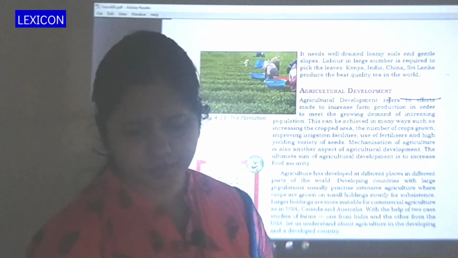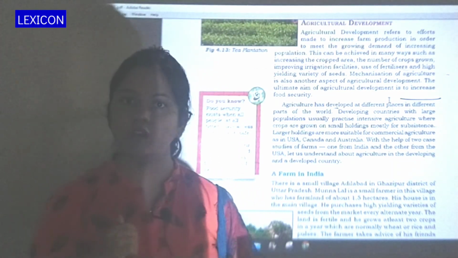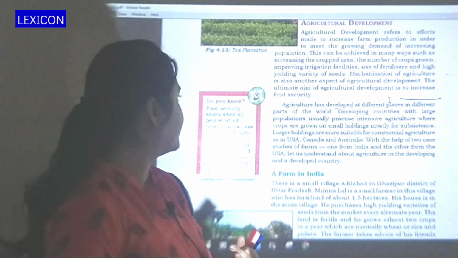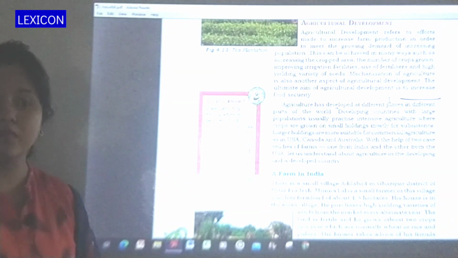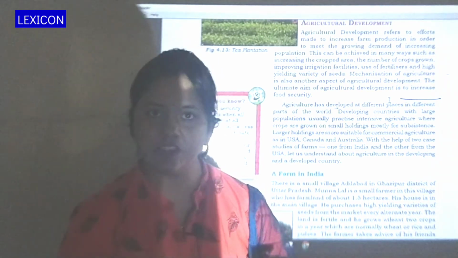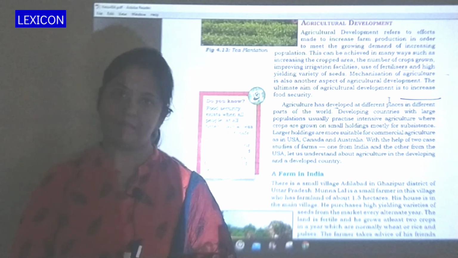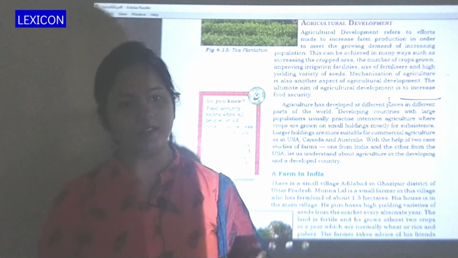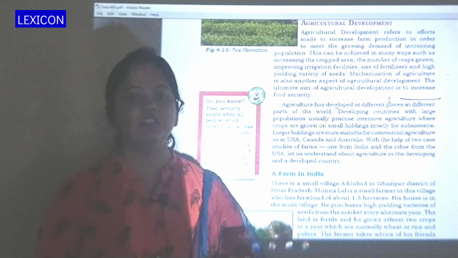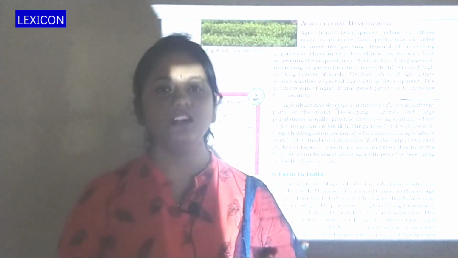So we should adopt some methods, like we should use some good quality seeds that are called high yielding seeds, so that we can get a good amount of output. We should use good fertilizers, we should get good machineries. So in this way we can increase our production capacity. So students, this is all about chapter 4 agriculture. Just read this chapter. If you have any doubt, just send it in the comment box.